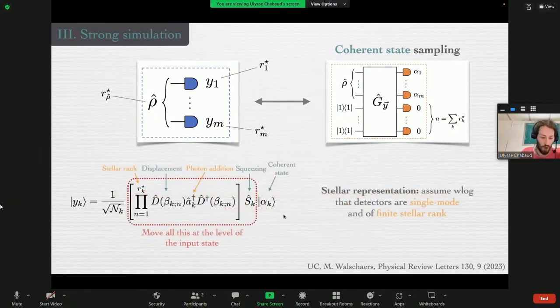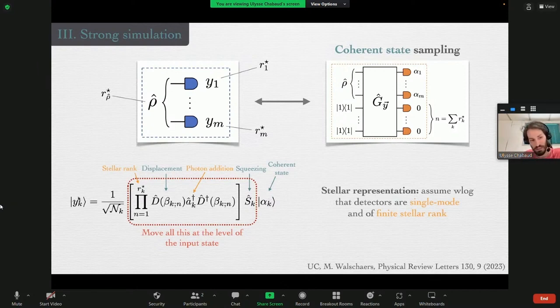Well, the property that we're going to use is this operational property of the stellar rank that I was mentioning before. It turns out if I'm projecting onto some pure state yk that has some finite stellar rank, which is written here, then there's a constructive way of decomposing that projector as follows. You start from a coherent state, you apply some Gaussian operation, and then in sequence, you apply a bunch of photon additions to this Gaussian state with some displacement. In blue here are Gaussian elements, and in orange, non-Gaussian elements. And this really directly stems from the factorization property of the stellar function that I mentioned before.